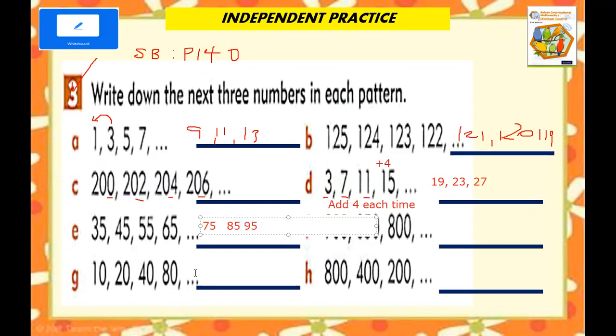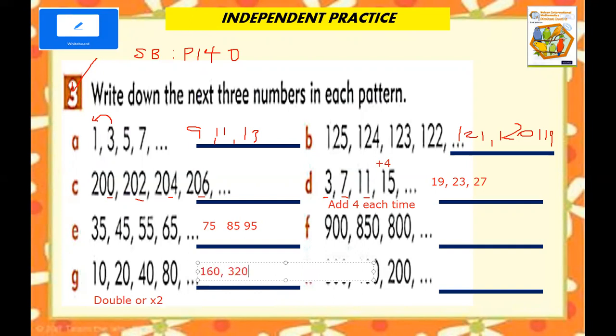Okay, and this is 10, 20, 40, 80. What do you notice here? Can you tell me now? So 10, and then 20, and then 40, and then 80. So it's like doubling, the rule is double or times 2, okay? So the next terms will be 160, then 320, and then 640.